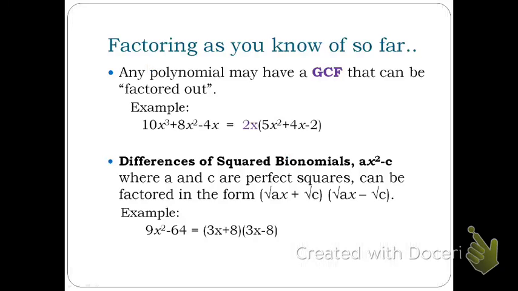The other type of factoring that you've done so far is the difference of squared binomials, where if you had ax to the second power minus c, where a and c are perfect squares, you were able to factor in the form of the square root of a times x plus the square root of c, all multiplied by the square root of a times x minus the square root of c. In the example here we have 9x squared minus 64. This is a binomial, and both the 9 and the 64 are perfect squares. So you take the square roots of those two values and make your factored form.